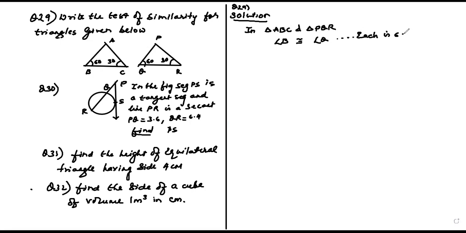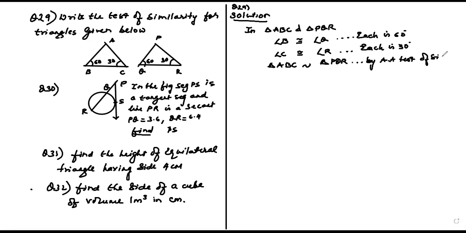You can see here, children. Angle A in triangle ABC, and angle P in triangle PQR. Then angle C is congruent to angle R, children, each is 30 degrees. So whenever you see two angles of one triangle congruent to two angles of another triangle, I can always say triangle ABC is similar to triangle PQR by a test of similarity. Here, they only want you to write this last line. Are you getting me, children? But I just showed it to you, okay?